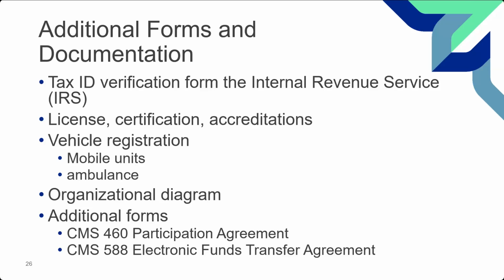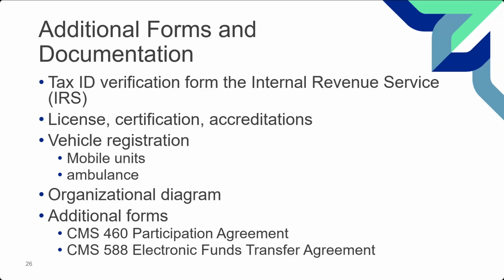You do need to complete a CMS 460 in order to be a participating provider, and there's slightly higher allowable amounts, and you're not subject to a limiting charge. However, you can't charge the patient more than the outstanding coinsurance and deductible, whereas you might be able to obtain a little bit more from the beneficiary if you're not participating, but again, there's a limiting charge, so it's not just a free-for-all. You can't charge whatever you want.